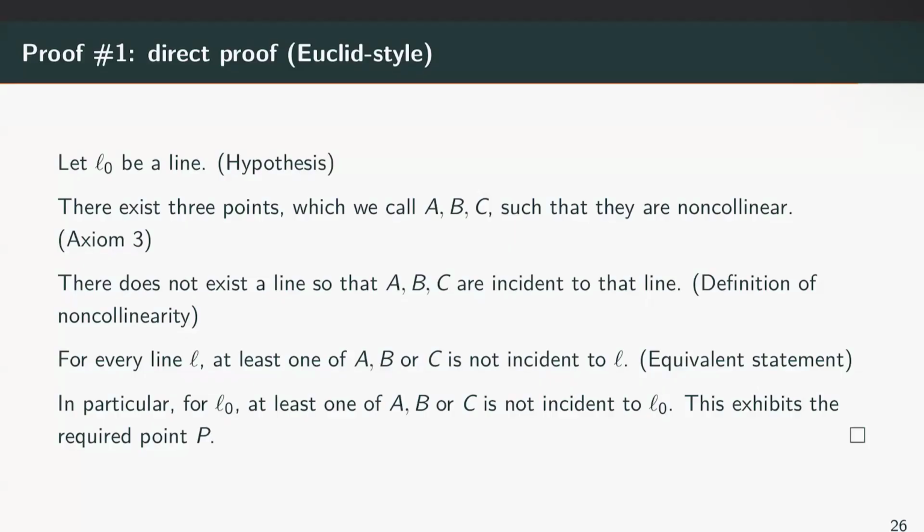Now that's a statement for every line, so we can specialize it. In particular, for L naught, at least one of A, B, or C is not incident to L naught. This exhibits the required point P. So we found one of A, B, or C does the job. So we've proved something a little bit better than the claimed theorem, but that's enough. We were able to prove the conclusion using this argument.